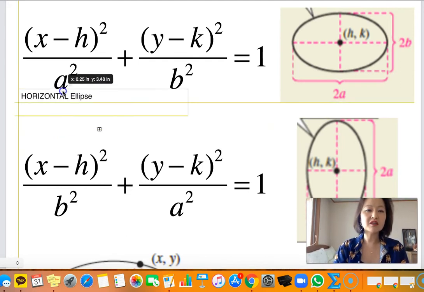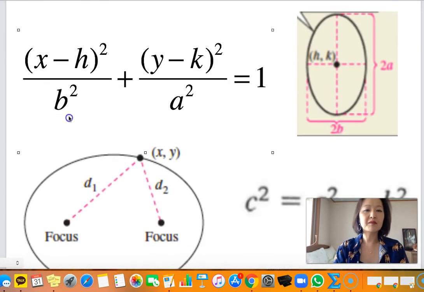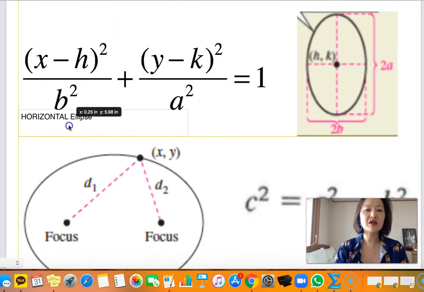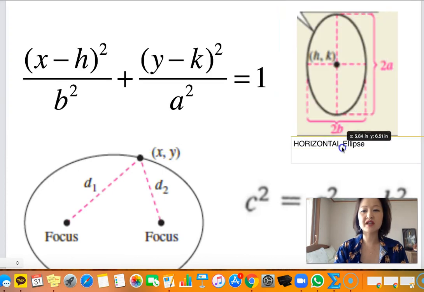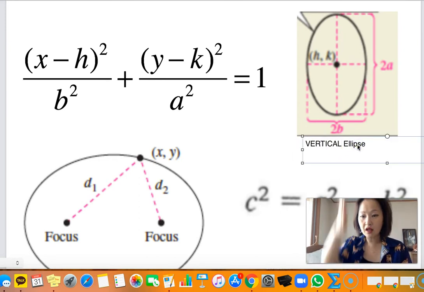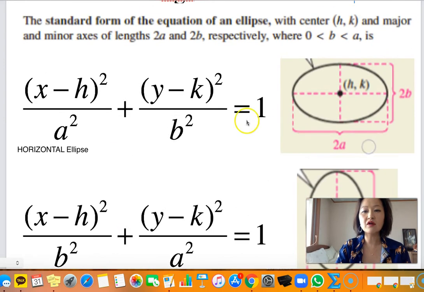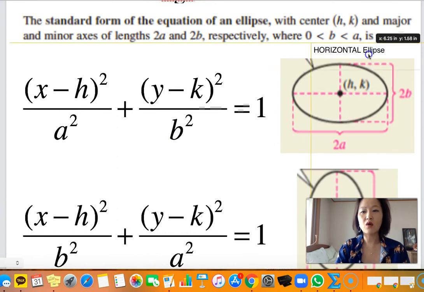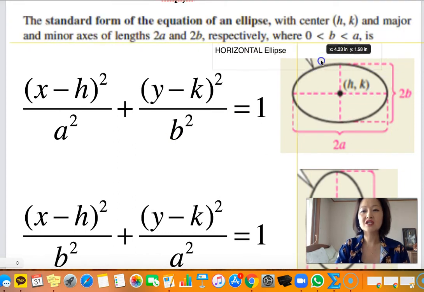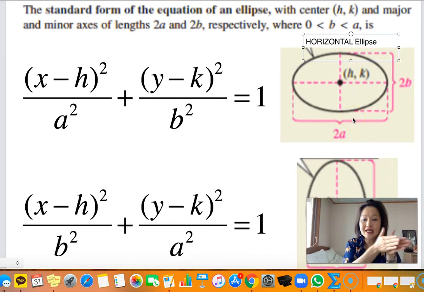And the one you see at the bottom here, what do you think that's called? Maybe we should write it here. This is a vertical ellipse. Why is it vertical? Because this one is longer lengthwise, taller in height. And this one is horizontal because it's just fatter, longer left to right.